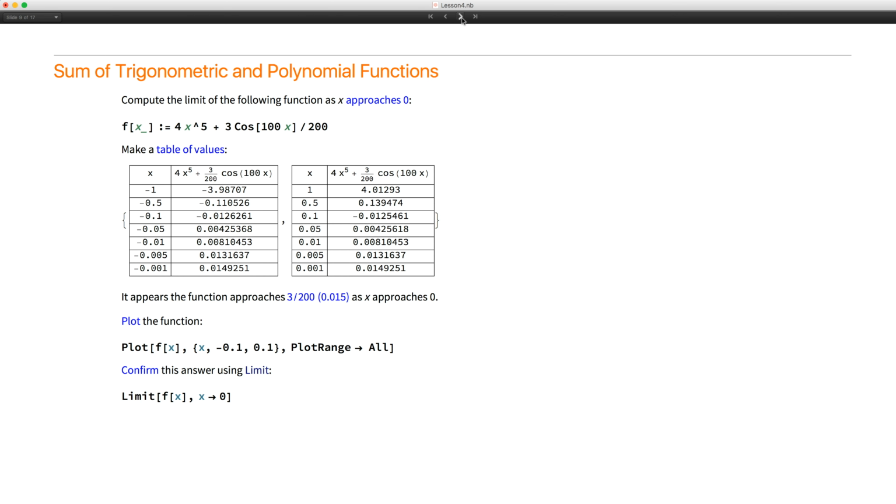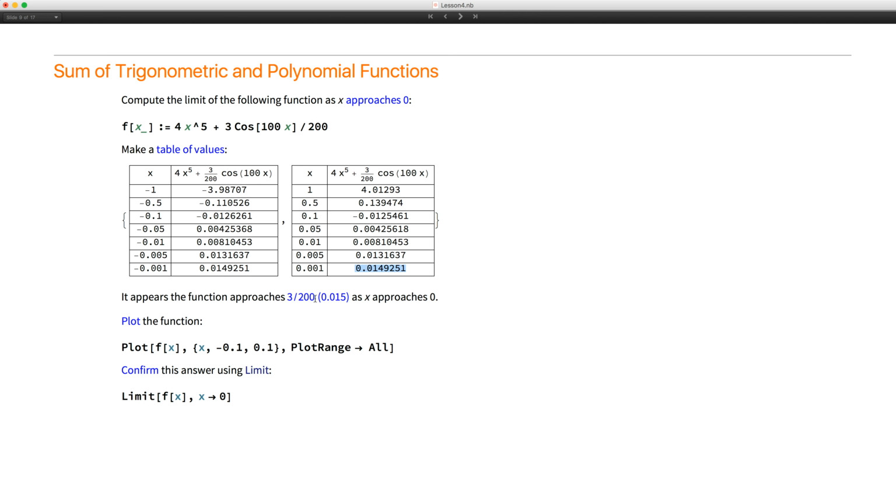Okay, so let's move on now to a slightly more complicated function, and I hope you realize by now that we do need some different ways of finding limits. But just for now, let's take the same approach and make a table of values over here. When you make a table of values and you're close to 0, you see that the values seem to approach 0.015 on either side.